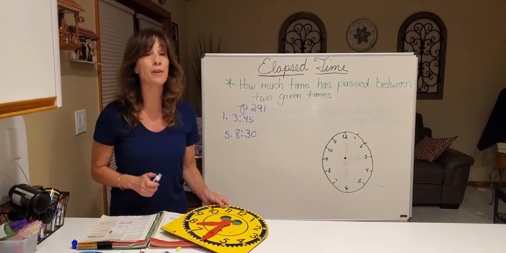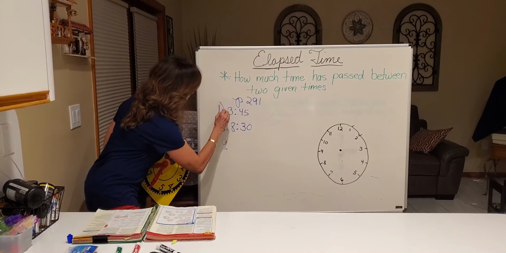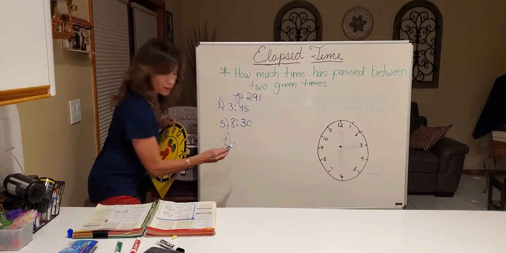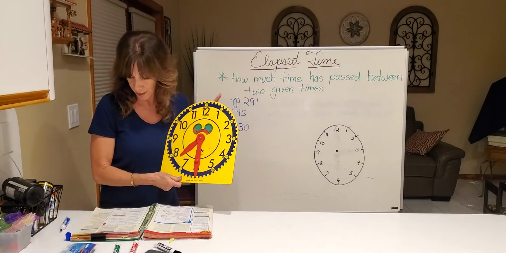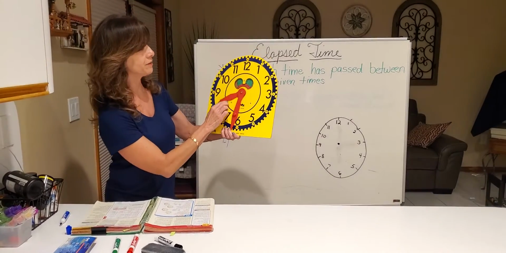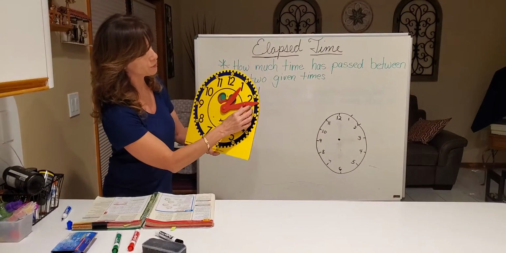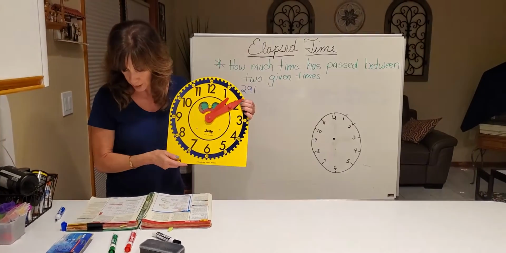Let's do number 9. Let's skip over to number 9. Put some brackets here so we know. All right, number 9 says, what time will it be in 1 hour and 20 minutes? All right, so we begin at 1:10. Okay, here's 1:10. All right. What's 1 hour and 20 minutes?